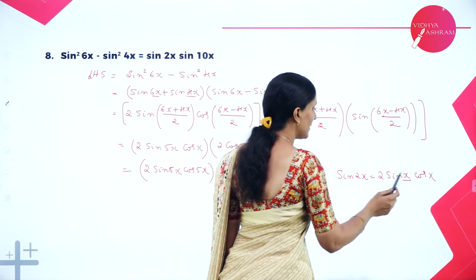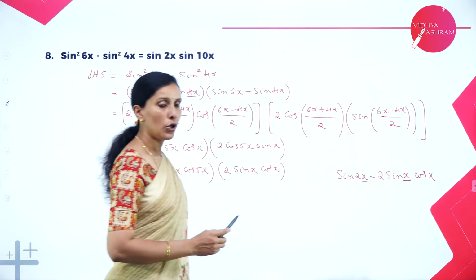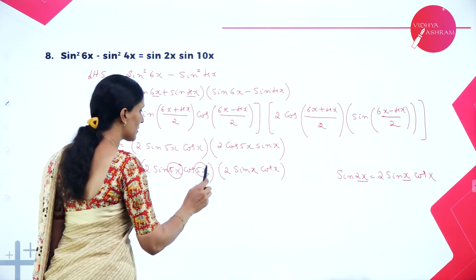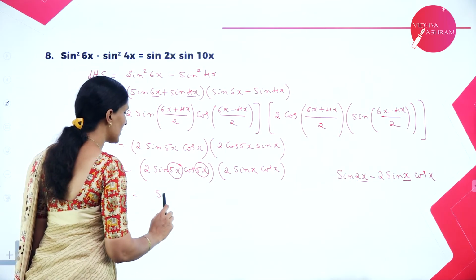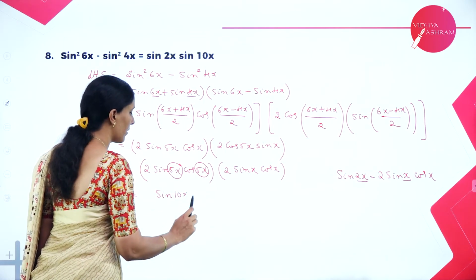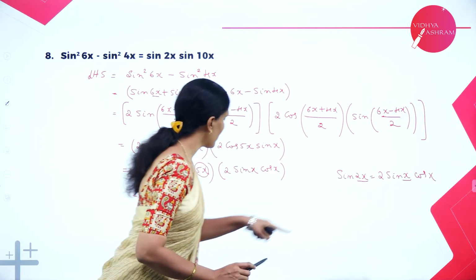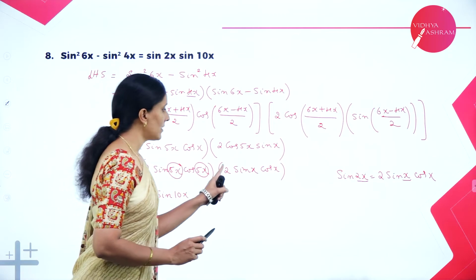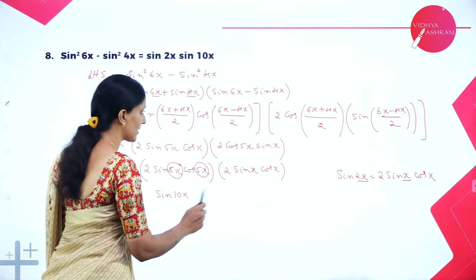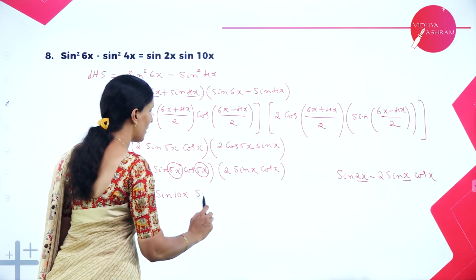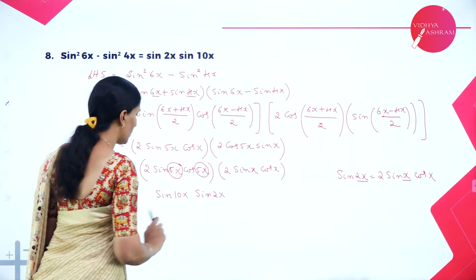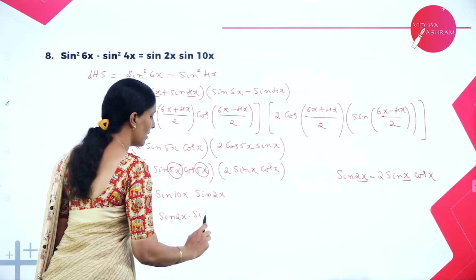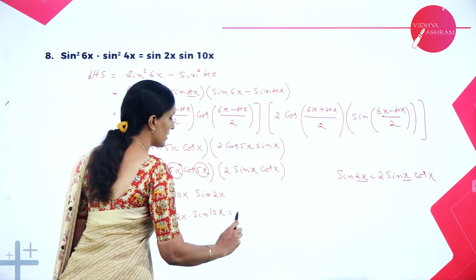So if you have x here, then it should be written in the form of 2x. So therefore, in the place of x here, you have 5x. Therefore, this can be written as sin 10x. For x, you have 2x, so for 5x, it is 2 into 5x, sin 10x. Similarly, here 2 sin x cos x is nothing but sin 2x. So thus, this is sin 2x into sin 10x, which is the RHS.